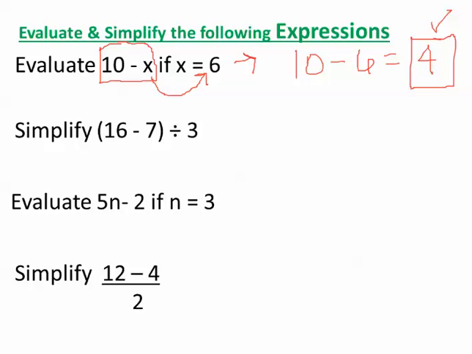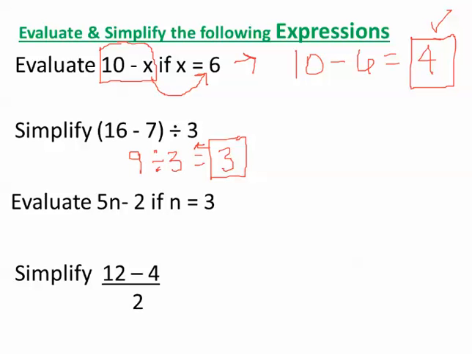The next one simply asks me to simplify. So if I have 16 and I take 7 away from it, I get 9. And 9 divided by 3 is 3. So I have simplified that big old long expression into simply the number 3.